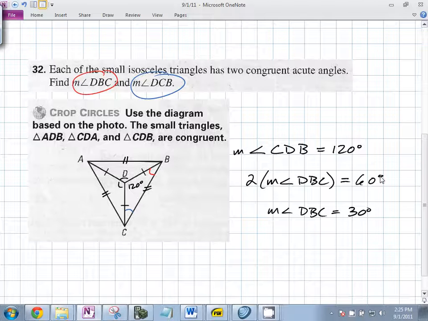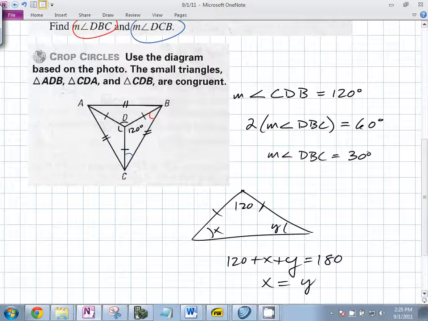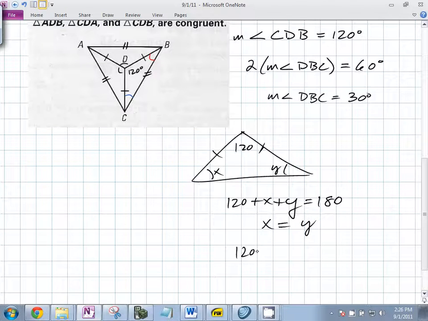You would need to explain why you got 120. You have an isosceles triangle now. You know this, and 120. So this angle has to be the same as this angle, right? But you know that 120 plus x plus y has to be 180. But you know that x has to equal y because it's an isosceles triangle. The base angles are congruent. So when you substitute, you get 120 plus 2x is equal to 180. So 2x is equal to 60. So x is equal to 30. Just make sure you fully explain it.